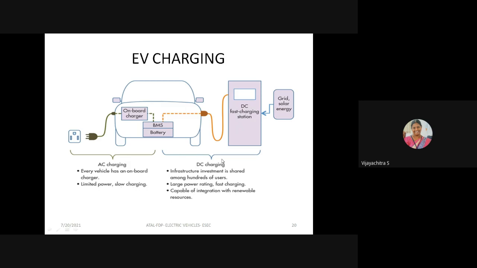After that, there will be DC charging electronics. Infrastructure investment is shared among hundreds of users, with large power rating and fast charging. It is capable of being integrated with renewable energy sources like solar power, etc. This is the DC fast charging station, where solar energy can possibly be given. Once the fast charging station is available, the power gets plugged in and can be stored in the battery. So we have two categories: one is AC charging and the second is DC charging. That AC can be converted into DC and further stored in the battery.